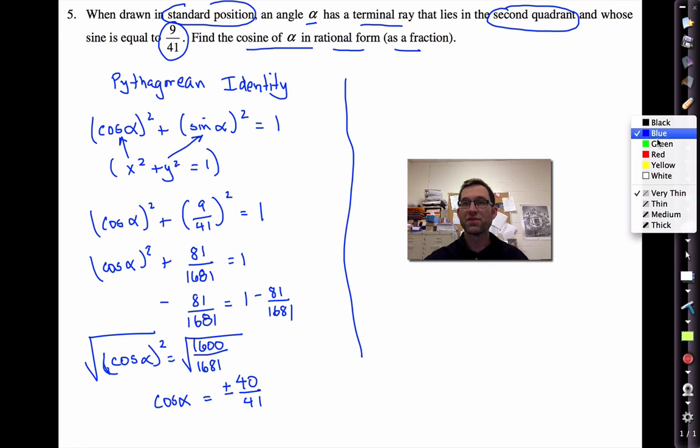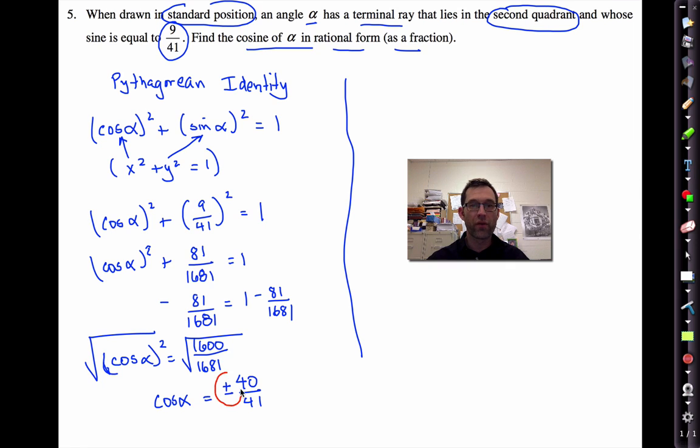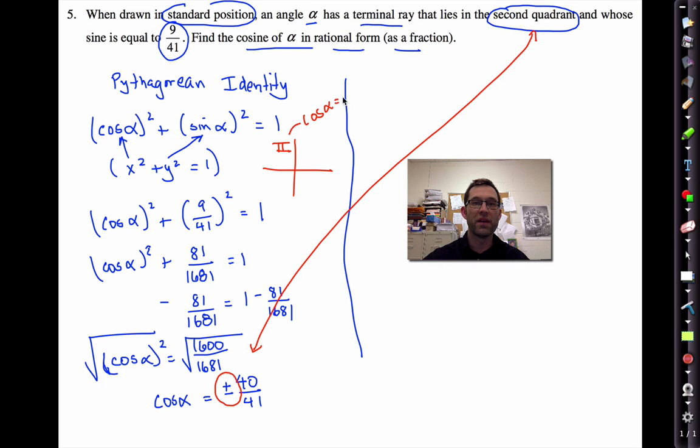Now this is so critical, I'm going to circle it in red. The question is, which one is it? Is it the positive 40 divided by 41, or is it the negative 40 divided by 41? That's where this comes in, the second quadrant. In the second quadrant, quadrant 2, cosine is going to be negative because it's the x-coordinate. So that means our answer is going to be negative 40 divided by 41.